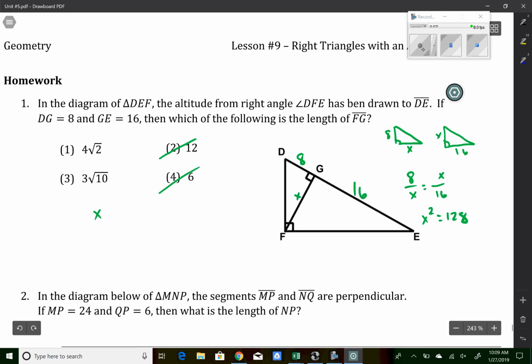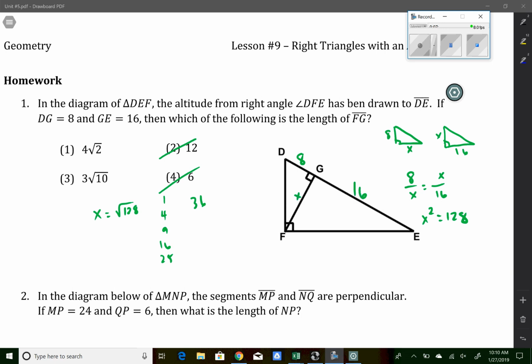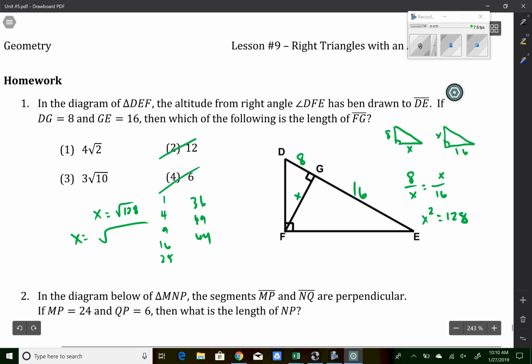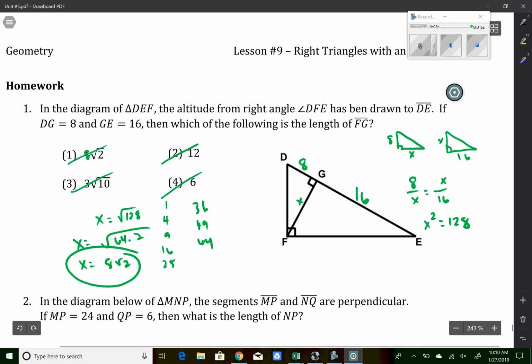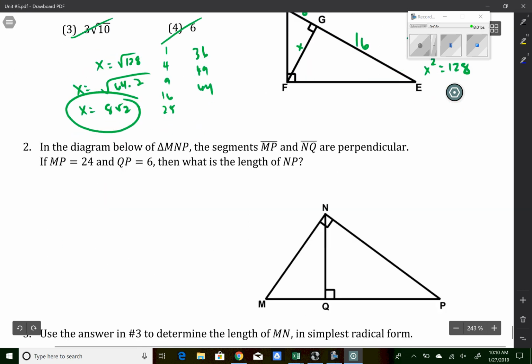If I try and simplify the square root of 128, I'm looking for a perfect square that goes into 128. So 1, 4, 9, 16, 25, 36, etc. And if you keep typing these out, you're going to see 64 works. So 64 times 2, so x equals 8 square roots of 2. Notice that's not a choice because I have a typo here. Number 1 should have been 8 square roots of 2. All right, so moving on to number 2.